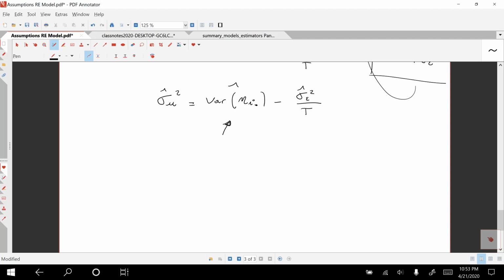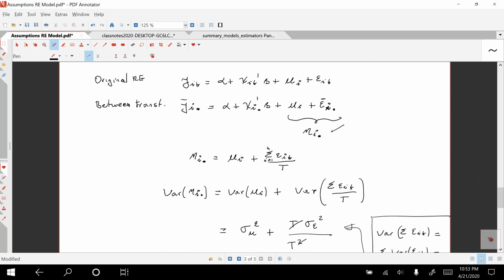So this comes from the between estimator, and this comes from the fixed effects estimator. Okay, now, of course, in practice, you are probably not going to have to do this because you are going to be using some software, but it's important that you have an idea of where things come from.